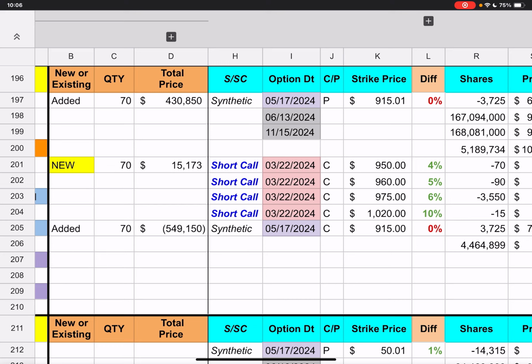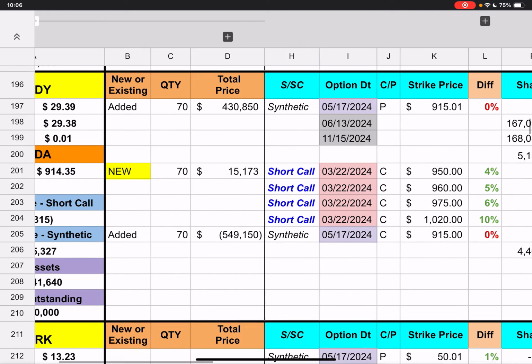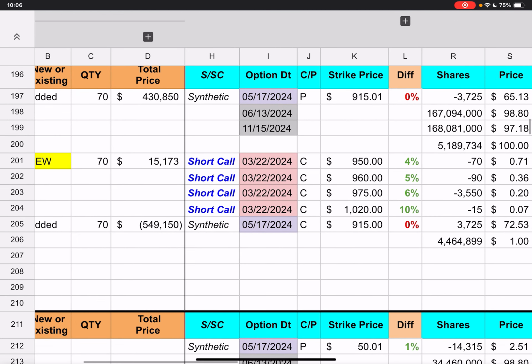Sorry, I just thought of something. I was looking up here. Okay, 914 to 950. All right. And then we have three more short calls that will expire tomorrow with strike prices of 960, 975, and 1020. And so we are below the strike prices anywhere from 4 to 10%.